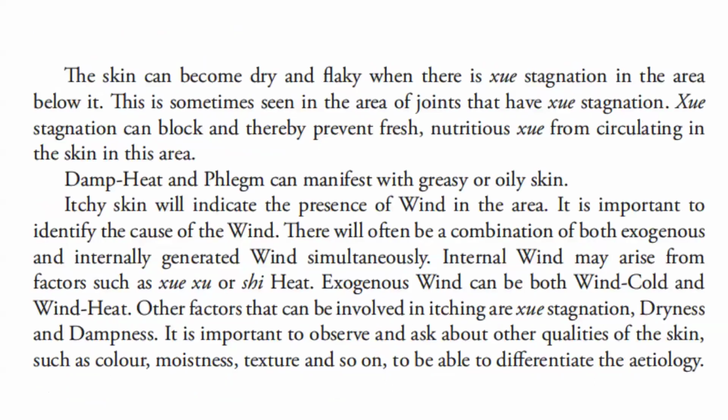The skin can become dry and flaky when there is blood stagnation in the area below it. This is sometimes seen in the area of joints that have blood stagnation. Blood stagnation can block and thereby prevent fresh, nutritious blood from circulating in the skin in this area. Damp heat and phlegm can manifest with greasy or oily skin.